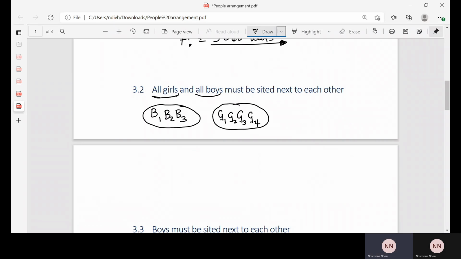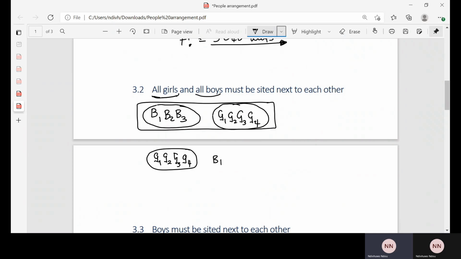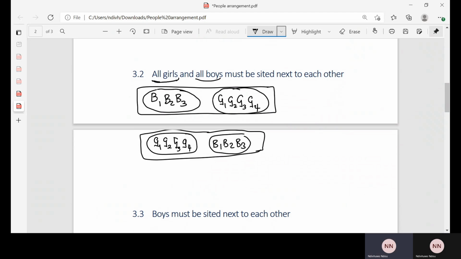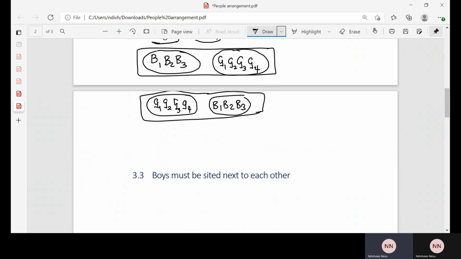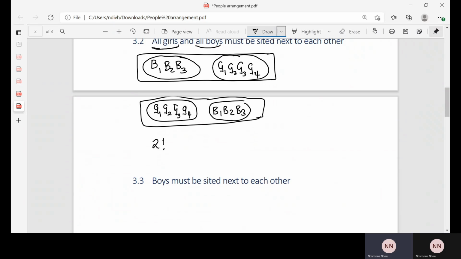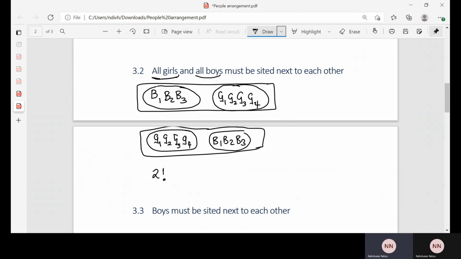How many arrangements can be made? Looking at what I've sketched here, it's actually our first arrangement. We can start by sitting boys together, followed by girls together. Or we can start by sitting all the girls together, then followed by all the boys together. So we can see there can be 2 arrangements that can be made. So it's actually 2 factorial. This is the first one and this is the second arrangement.